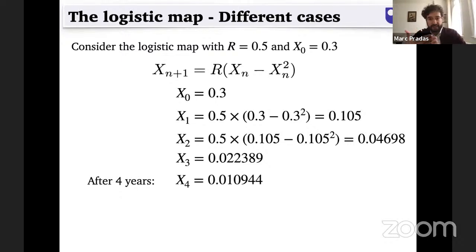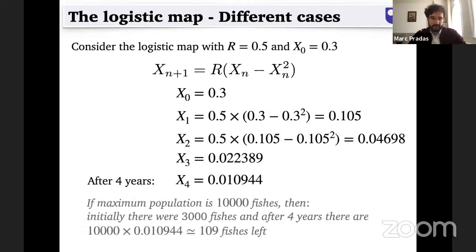And if the maximum population, let's say, was 10,000 fishes, for the purpose of an example, initially there were around 3,000 fishes, and then after 4 years, there were around 100 fishes left. So what actually happens when r is less than one is that the population always decreases, and it always goes to zero. So basically all the fishes end up dying.